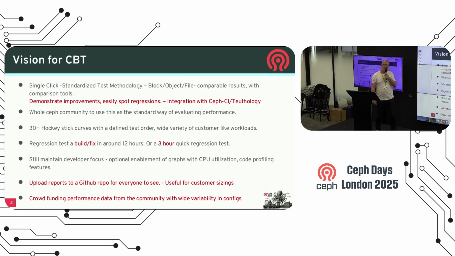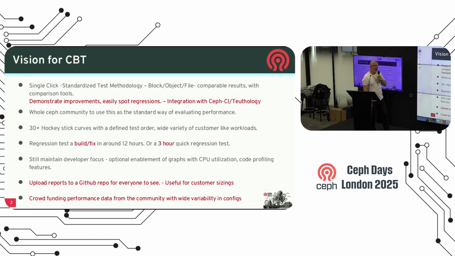This is a change of direction for CBT. CBT has largely been developer focused, so you've had to develop your own orchestration with CBT. This is what's largely led to the inconsistent approach of benchmarking Ceph across the community. But we'd still like to maintain that developer focus by having the optional enablement of CPU utilization and profiling features.